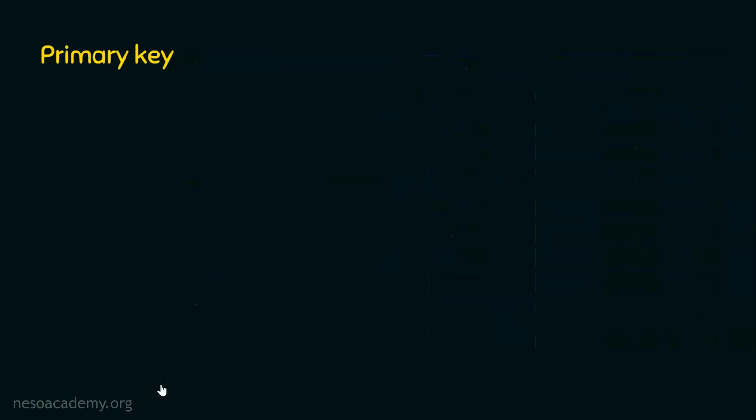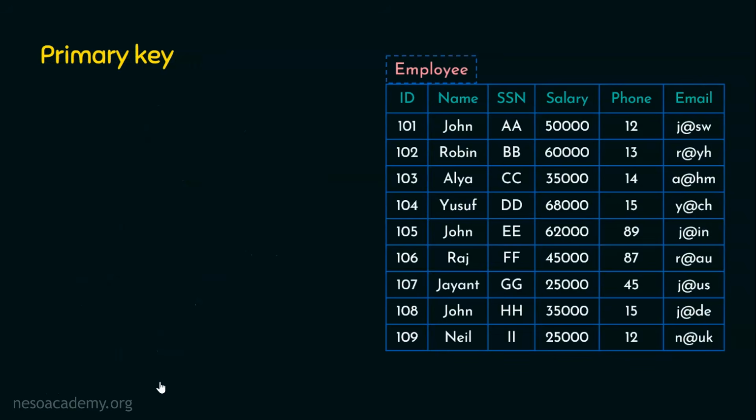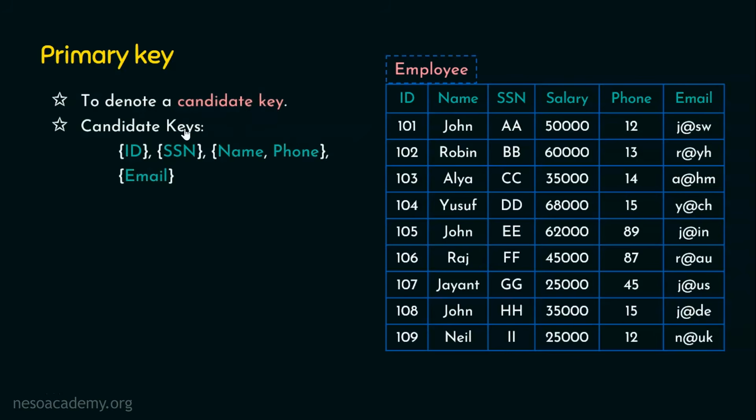Let's now move on to the next key, the primary key. Now we have seen the list of candidate keys, and the primary key is used to denote a candidate key. What is a candidate key? Just now we have seen, right, the minimal super key. So we have already derived the list of candidate keys from the super key pertaining to this table employee. Now the candidate keys are ID, SSN, name and phone number, and email. Now just pause this video for a while and think which can be a primary key. Remember, the primary key should be unique and it should not contain null values.